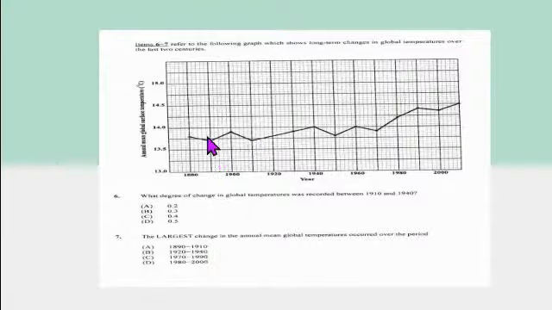Number 7, the largest change in the annual mean global temperatures occurred over the period of, so they gave us some periods, 1890 to 1910. That's the first option here. 1920 to 1940, that's the second option. 1970 to 1990 is here, and 1980 to 2000. So the greatest change is actually right here. That is from 1970 to 1990.